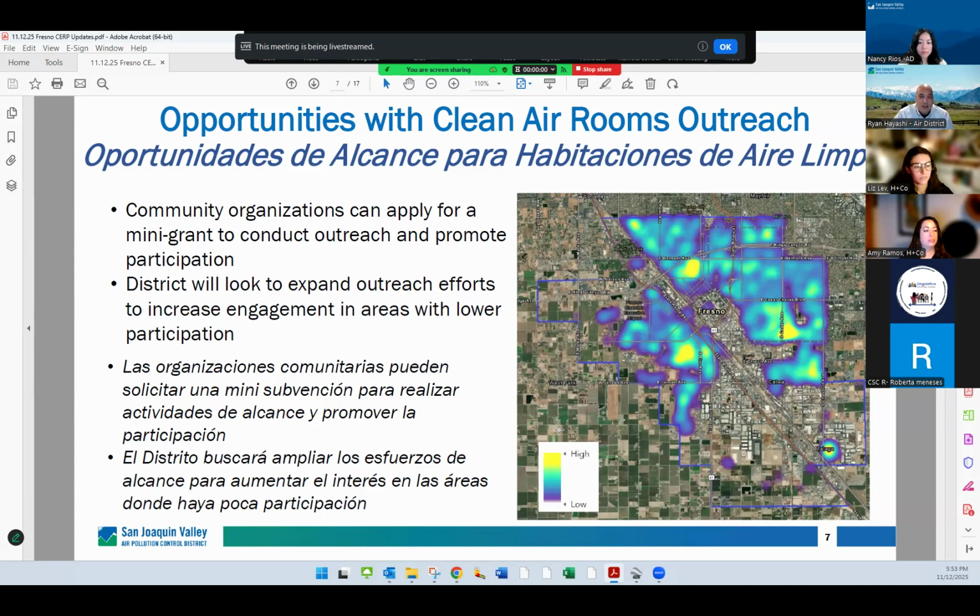And there's still some pockets in here where there are residents and we don't have people applying. And so we're using this to try to think of how we can do more targeted outreach to those areas and get people participating.